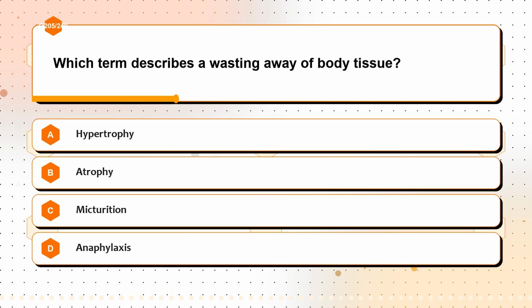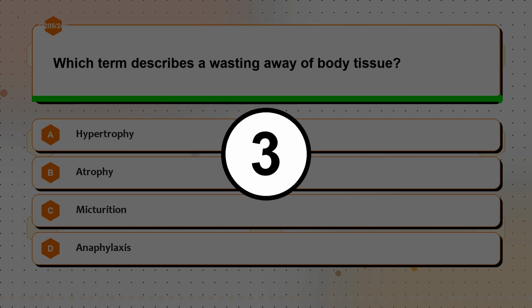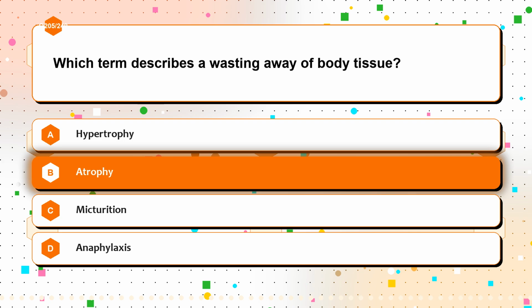Question 205. Which term describes a wasting away of body tissue? Here are the options. Option A, hypertrophy. Option B, atrophy. Option C, micturition. Option D, anaphylaxis. The correct answer is option B, atrophy.